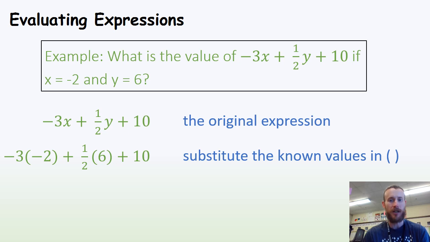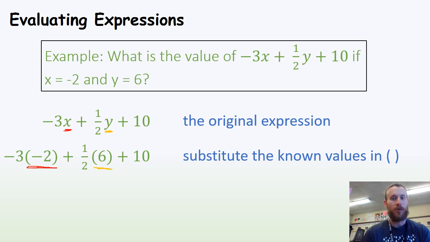So you see here that x used to be just x. We didn't know what it was, but now we have substituted its value, negative 2, in parentheses. Similarly, y used to be, well, unknown. It's a variable, but now we've used 6 in parentheses. So those are our known values, called substitution, or changing from what a letter was to a number.